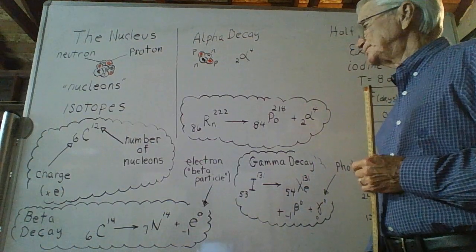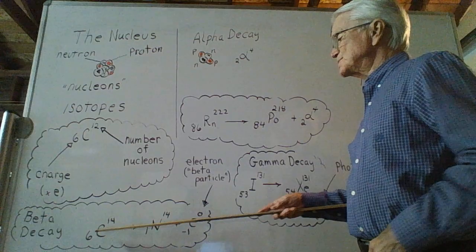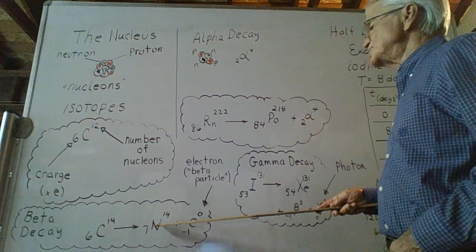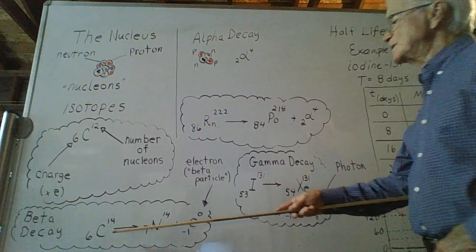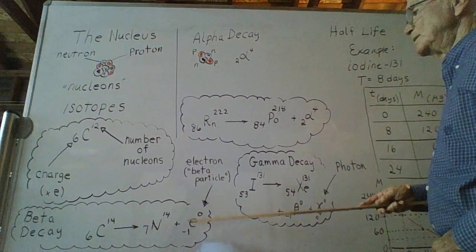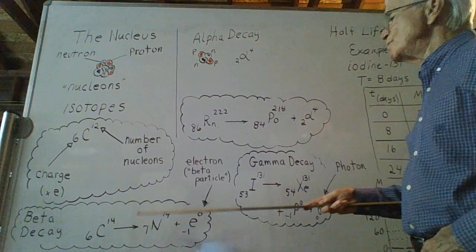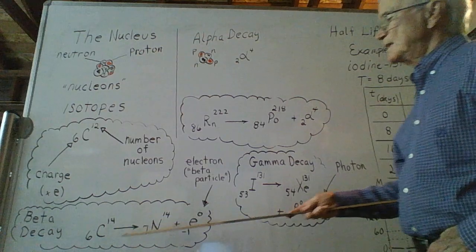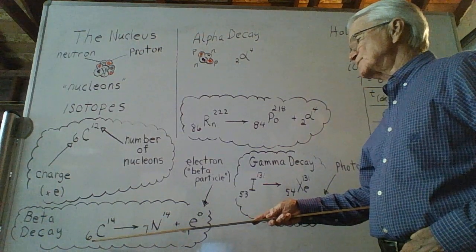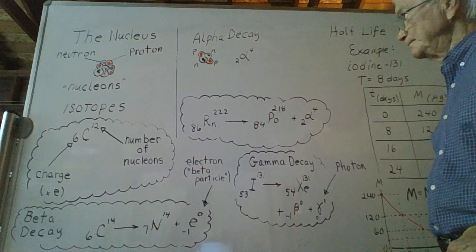In this case, notice that the carbon-14 nucleus is replaced by a nitrogen-14 nucleus, and flying away at great speed from that location is an electron. Notice further that the superscripts add up on either side of the arrow, 14 on the left, 14 plus 0 on the right, and the subscripts likewise add up on the left and right side, 6 on the left, 7 and a negative 1, 6 on the right.